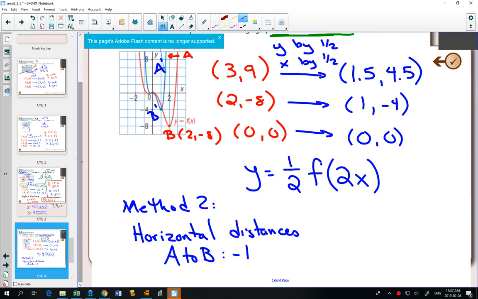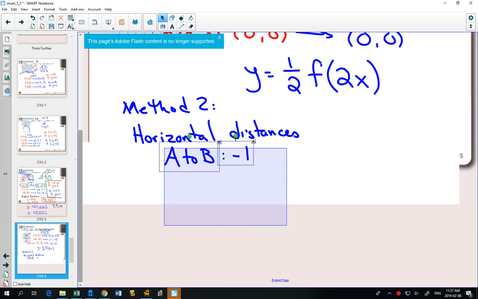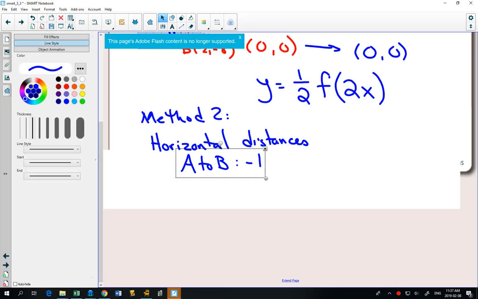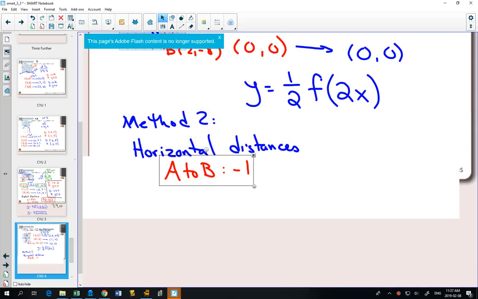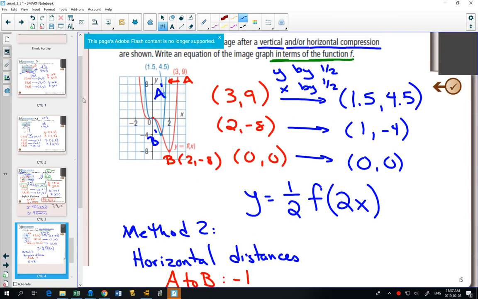I then compare the same thing. Sorry, that was my red function, so I'm going to change it to red, just to keep things matching up. So from A to B, it was -1, and then I go to my blue graph, and I do the same thing and see, well, what happened when I went from A prime to B prime? So I go back up to my graph, and I say if I started here and ended here, I would have to go back a half.